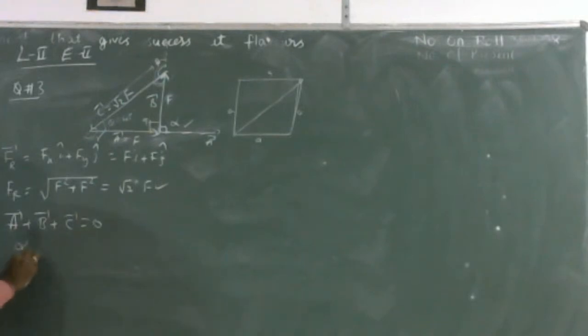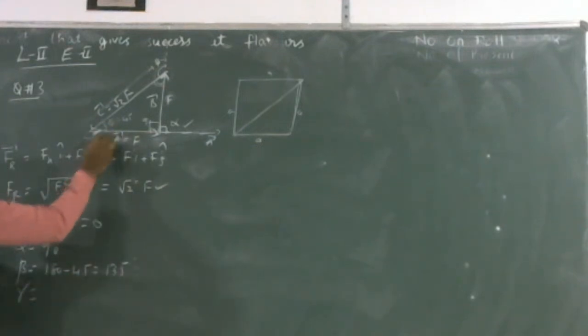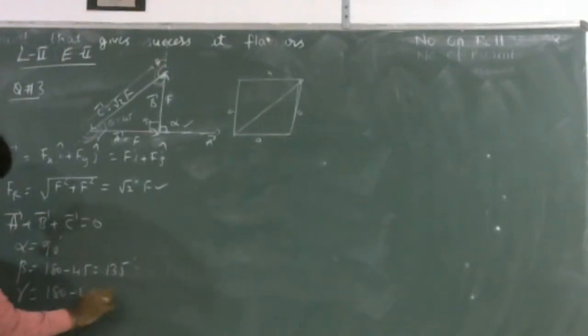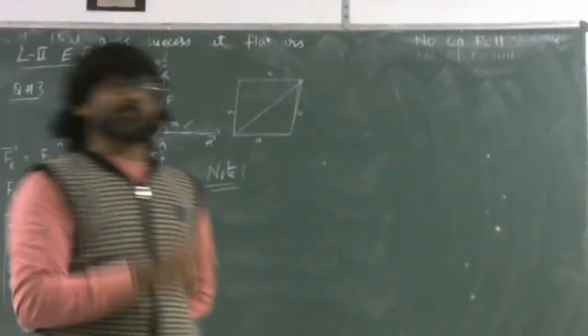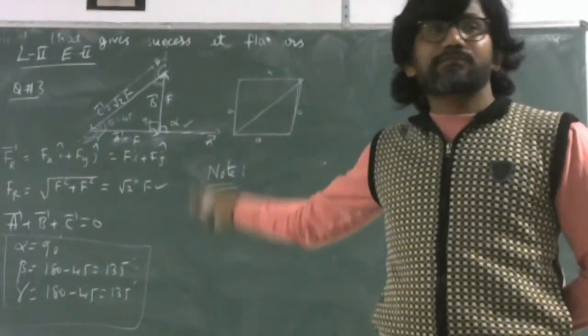So directly you can take alpha is 90. Beta is equal to how much? 180 minus 45 is equal to 135. And what is gamma? This is 45, but the total is 180 again. So 180 minus 45 is gamma. Gamma is also 180 minus 45, equal to 135. Is it clear? This is how you can calculate angles. So remember, you can write it as a note: arrange the vectors in tail to tail form to find the angle between them. Then you can follow the steps.